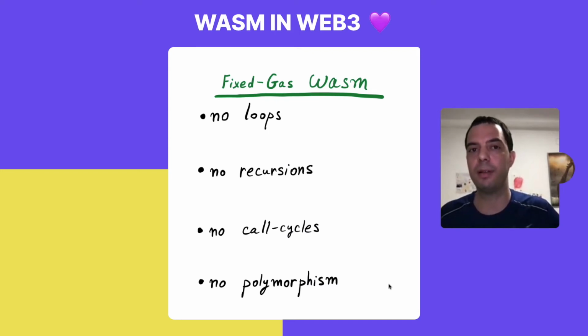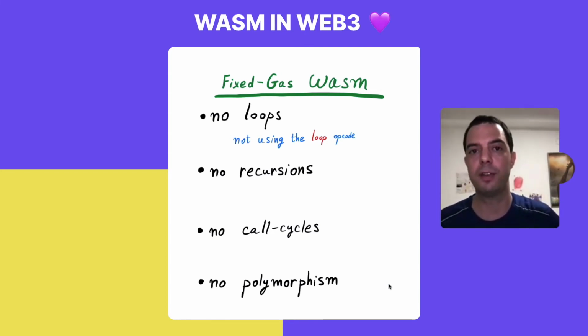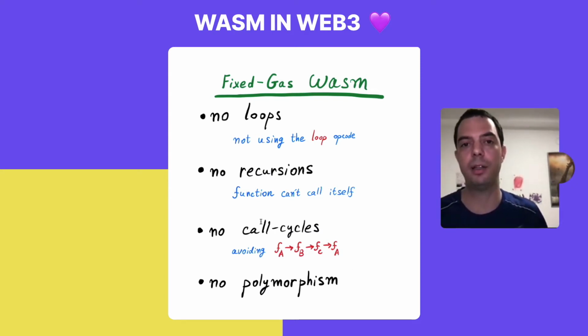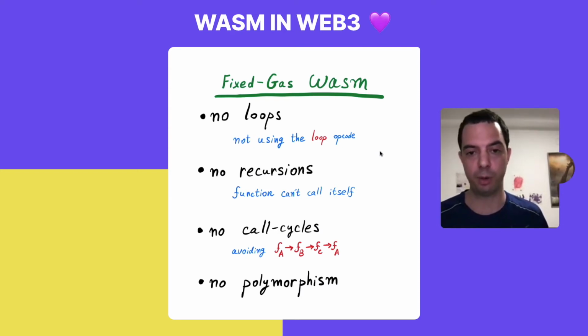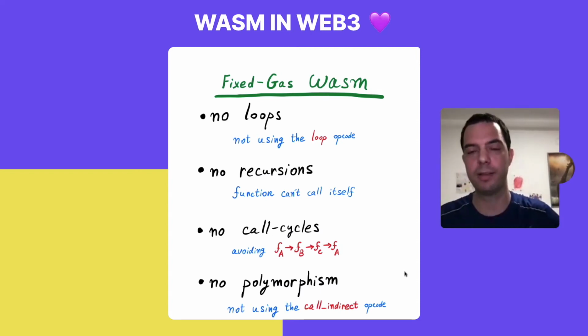Now let's talk about what it means in practice to have such a fixed gas Wasm. If we don't want to have loops, the way to translate it into the Wasm world is to say we cannot afford having the loop opcode, okay? We just need to make sure that it will not exist. The second one and the third one basically mean that we need to make sure that a function cannot call itself, for the cycle that I've explained. And the way to check that is also by doing some validation, like validating that the loop opcode does not exist. And for polymorphism, we also need to make sure that the call indirect opcode is not there. The SVM SDK emitted Wasm cannot contain these two opcodes. It cannot contain a function calling itself, and it cannot contain any cycles, okay?